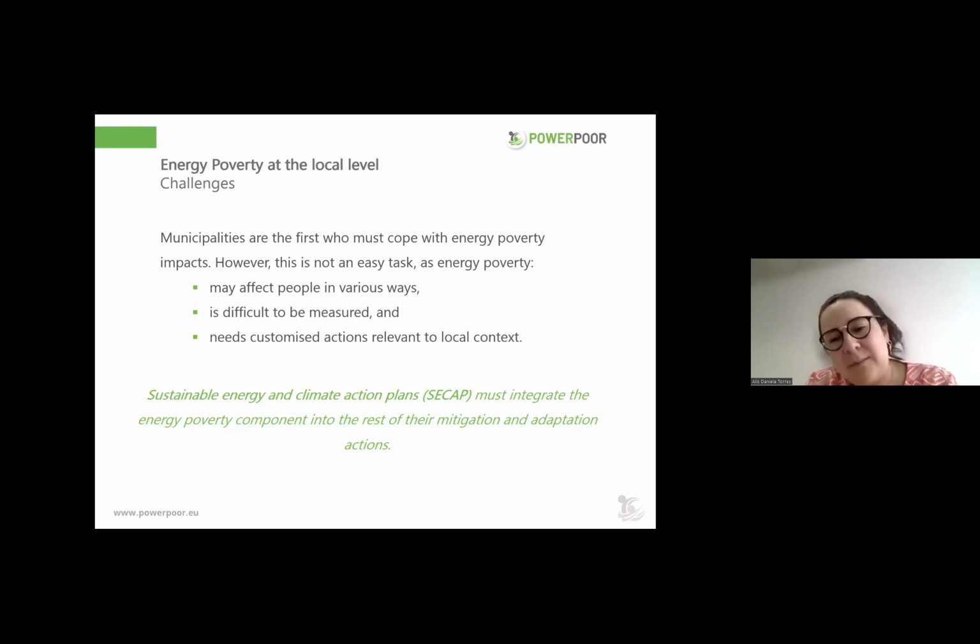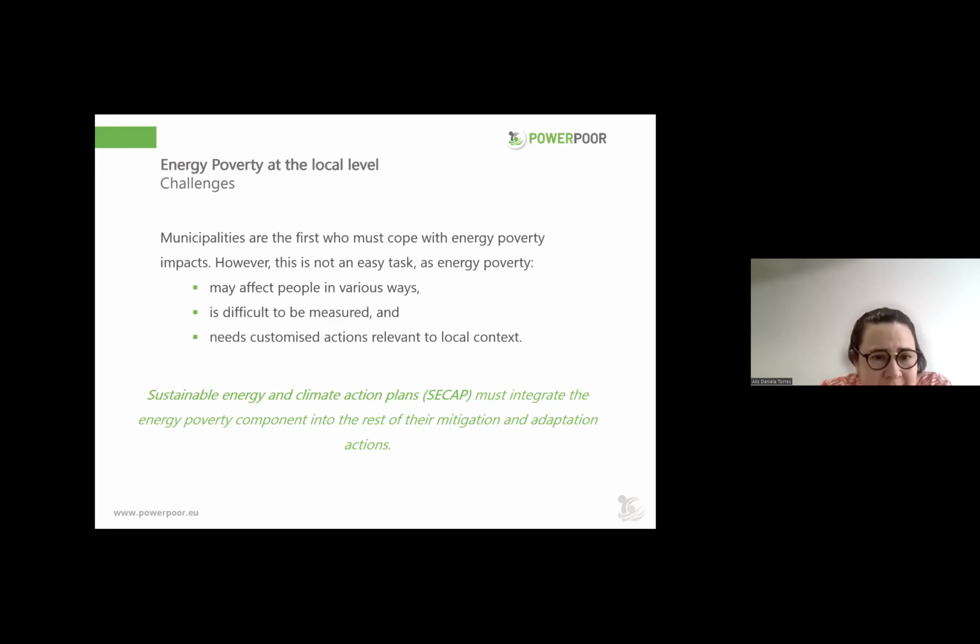This is a very important thing, because also part of the work of POWERPOOR is to bring this message to municipalities, and also to you trainers that are working with some municipalities, in case this planning document could be an enabler to foster energy poverty alleviation measures on a city level.